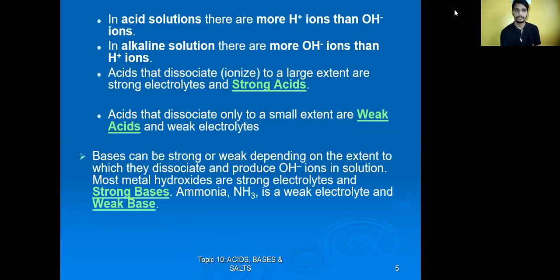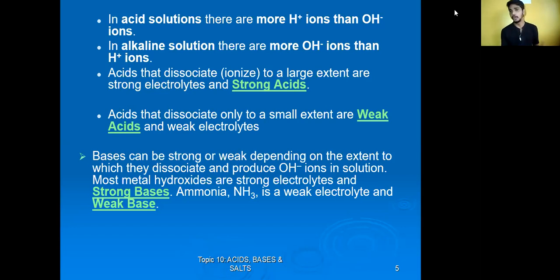Now, in an acid solution, there are more H+ ions than OH- ions. In an alkali solution, it is vice versa: OH- ions will be more as compared to hydrogen ions. Acids that dissociate, that is ionize. What is another word for dissociation? Ionization. Acids that dissociate to a large extent are strong electrolytes or strong acids. Acids that dissociate only to a small extent are called weak acids or weak electrolytes.